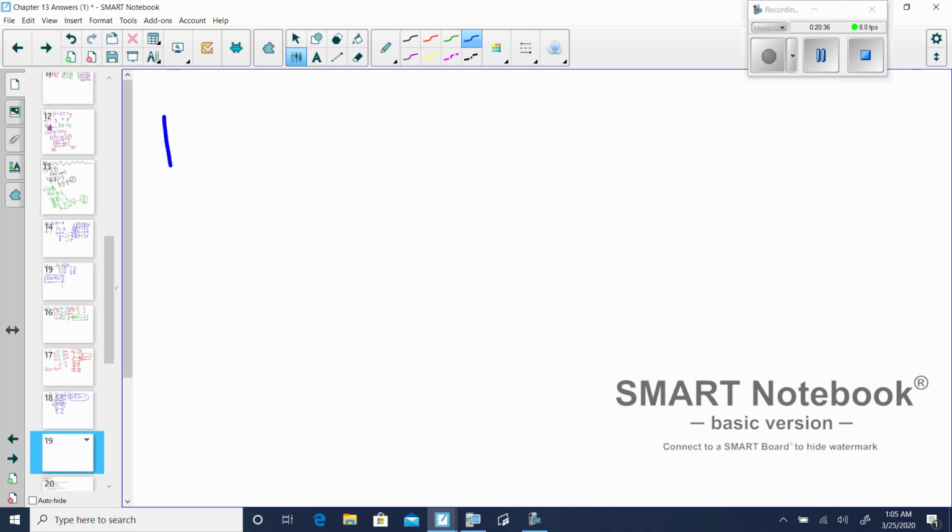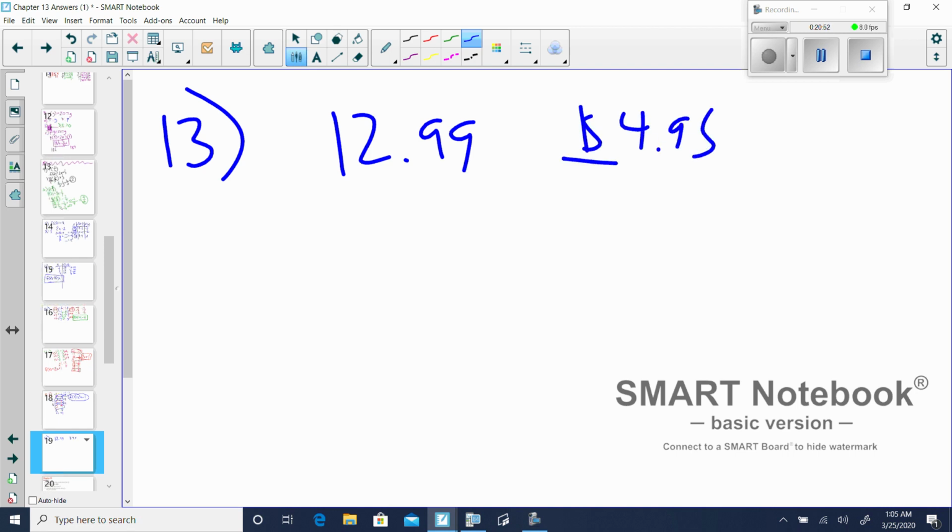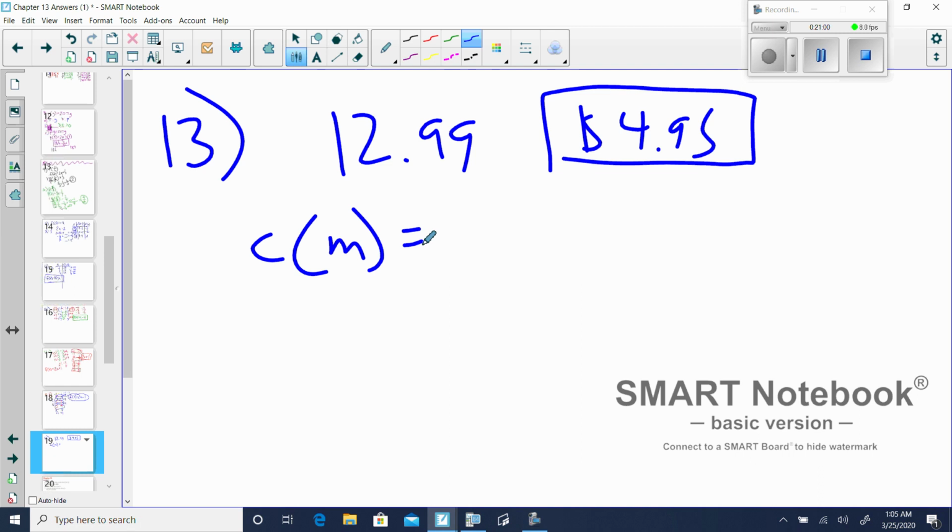The last thing we're going to take a look at right here is 13, test practice. Melinda's buying CDs that cost $12.99 each. So $12.99 per CD. There's a shipping charge, so it's a flat rate. So $4.95 for shipping and handling. Which function represents the total cost, C of M, of M CDs? Well, it's $12.99 per CD. We have to have that. All right, and then we have that flat rate. So $12.99 M plus $4.95.